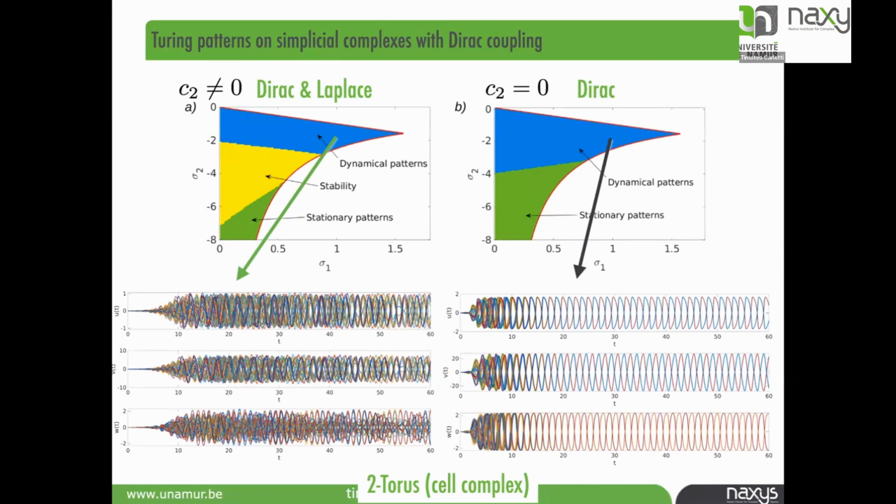While if you take exactly the same values, but you set C2 equal to 0, so in some sense you only have Dirac, the patterns are much more regular. Maybe you cannot see very well, but there is a bunch of nodes for the variable U, another bunch of nodes for the variable V, and the same for the links. This is the case of a two-torus, so this is a cell complex again, and this in some sense reflects the two directions of the torus, the longitudinal one and the latitudinal one, okay? You can have nodes seen in one direction that are in some phase, and nodes in that direction in the opposite phase, and vice versa for the links.